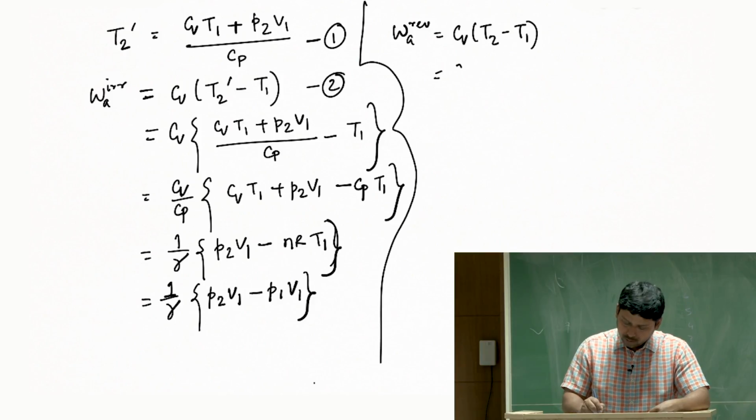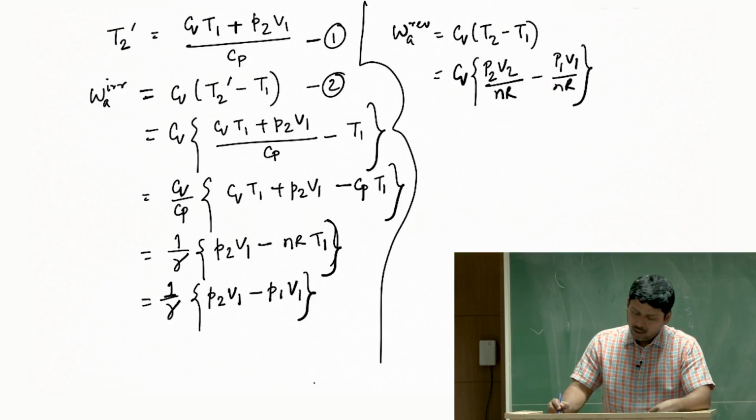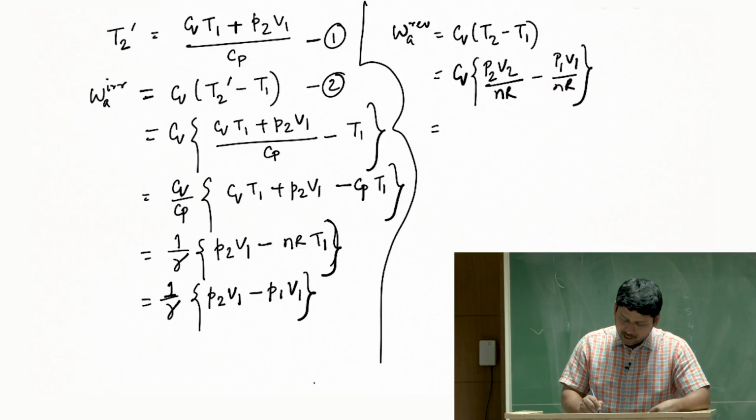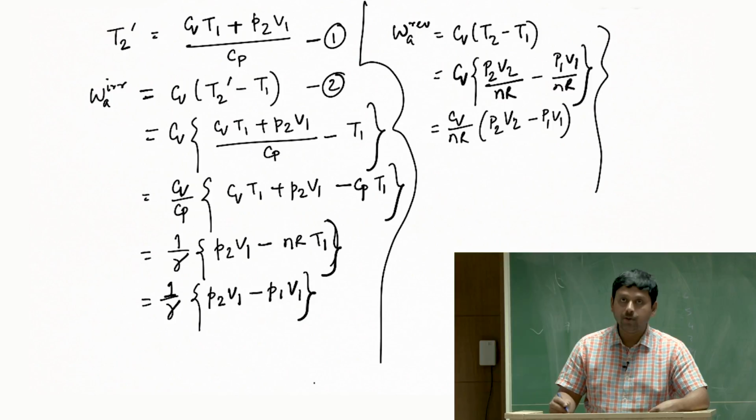T2 is, again we can use the ideal gas equation of state and write T2 as P2 V2. So, you know PV equal to nRT, right. So, P2 V2 by nR minus P1 V1 by nR. Now, nR I can take it out and I can write Cv by nR and then write (P2 V2 minus P1 V1). Now, what is Cv by nR?